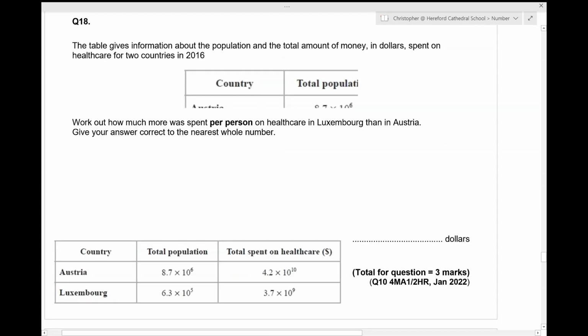Question 18. Right, I need to work out how much more was spent per person on healthcare in Luxembourg than was spent in Austria. So I'm going to split my page in two. I'm going to work out the amount that's spent per person in Austria on the left-hand side here, and the amount that was spent per person in Luxembourg on the right-hand side. Now in Austria, they spent a total of 4.2 times 10 to the 10. That was their total, and they spent that on this number of people. So the amount spent per person, I'll just put that into my calculator.